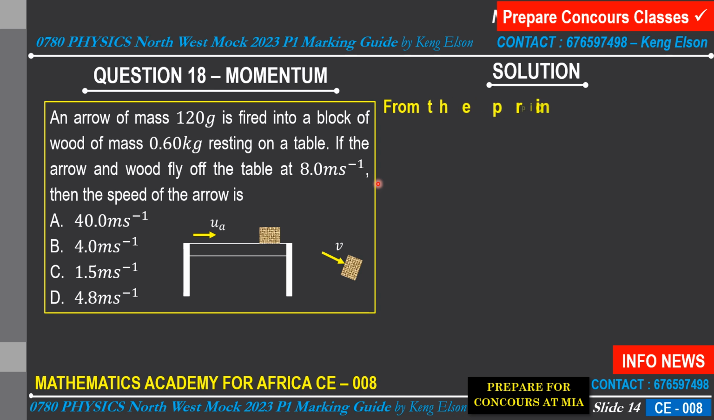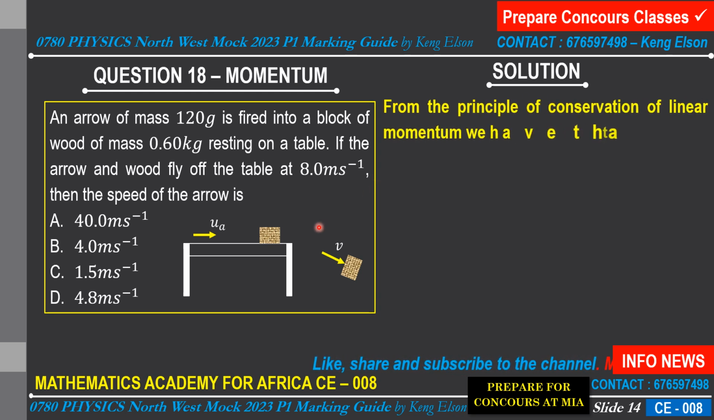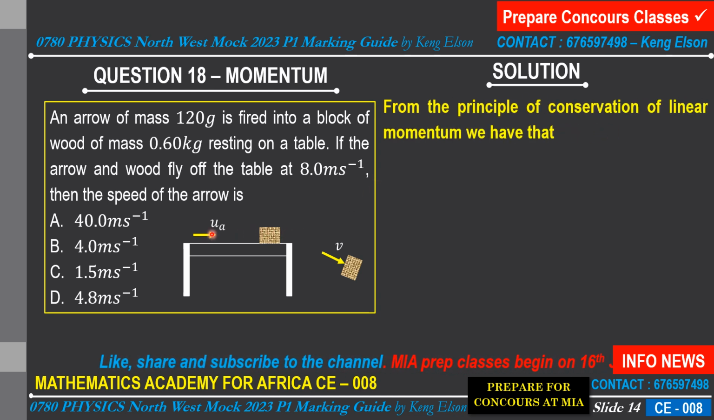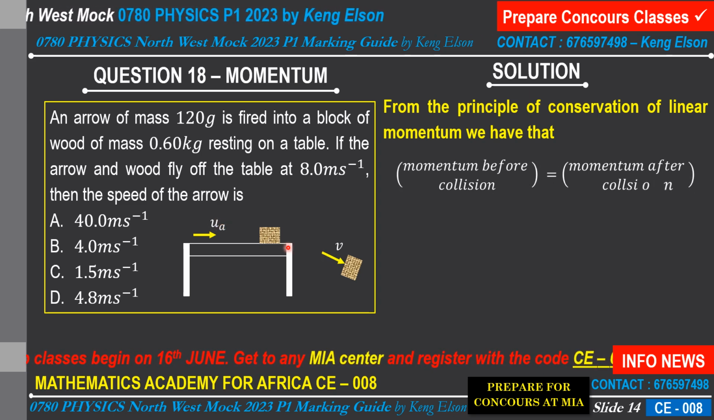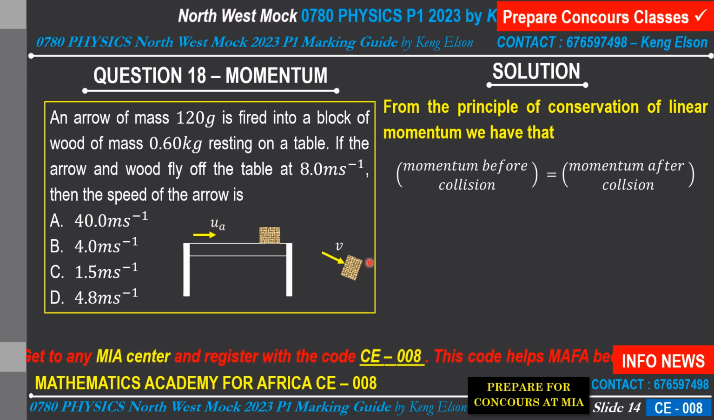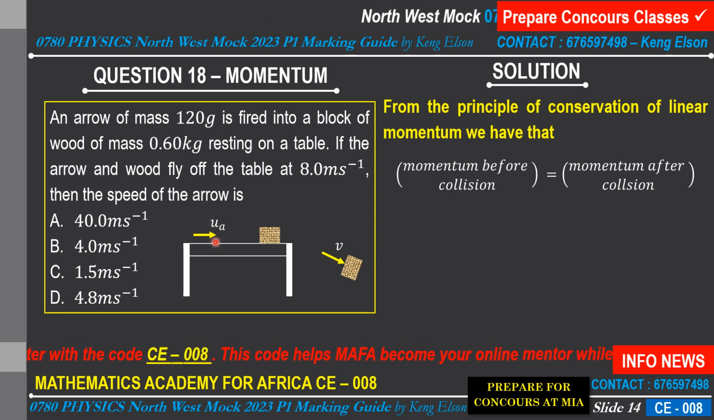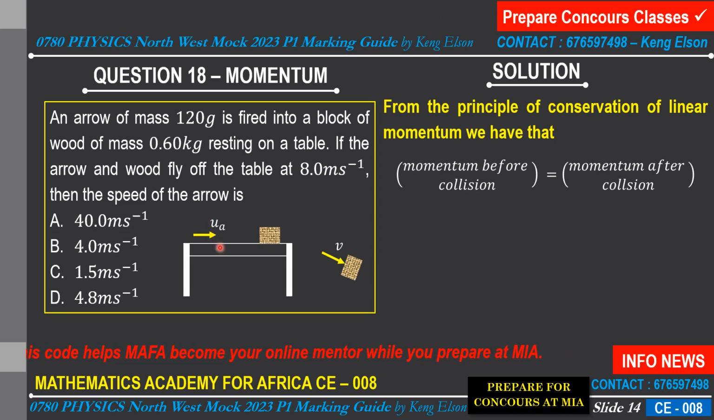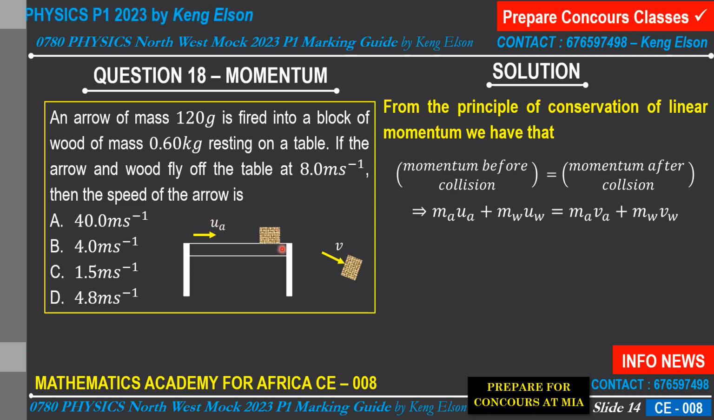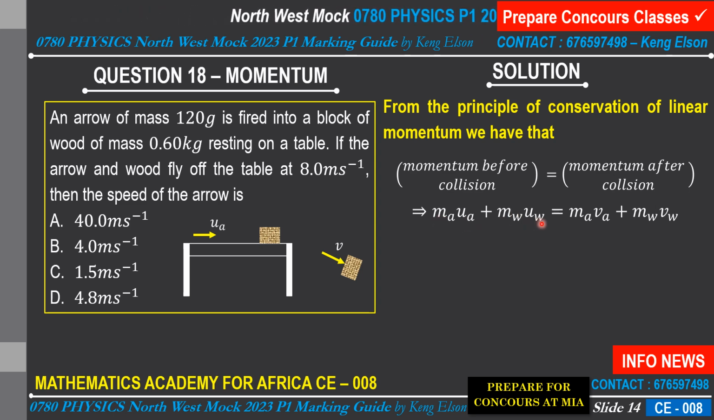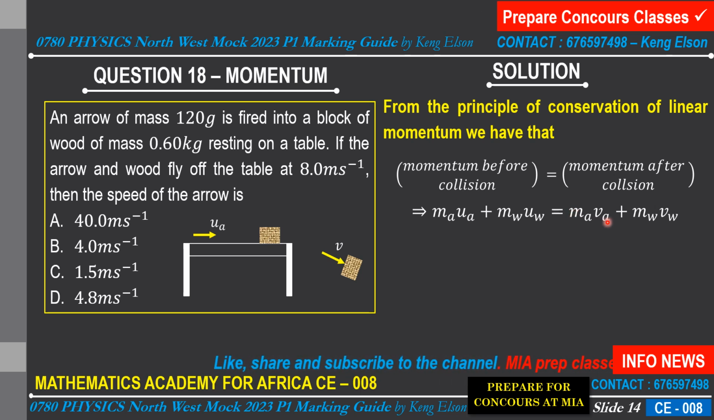So we are going to apply the principle of conservation of linear momentum along the line joining the centers of the two bodies. It says that the momentum before they collided is equal to the momentum after they collided. By definition, momentum is the product of the mass and the velocity. So the initial momentum is the sum of the initial momentums of the first and the second body. So MA UA for the arrow and MW UW for the wood equal to MA VA, that is after collision, for the arrow plus MW VW.